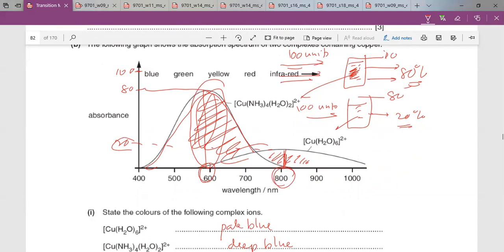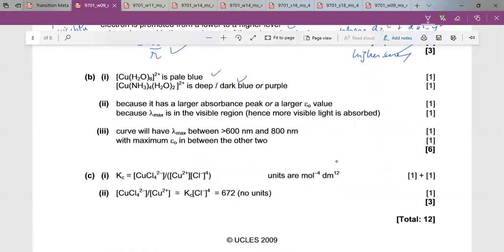Okay? I see the marking scheme. One large absorption peak, one complete peak like that. Secondly, the frequency maximum is in the visible region. The other one is about 600 or whatever, in the infrared. Okay? All right. Next one.